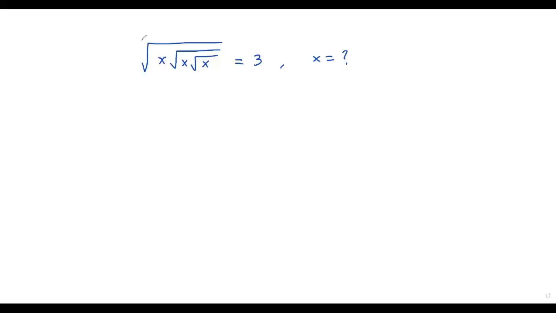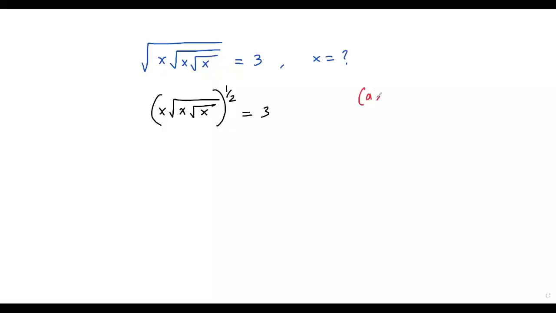Here we have the first square root over this complete expression. If I want to write a square root as an exponent, I can write it as 1 over 2. So I can write the first square root as an exponent, that is 1 over 2 for the expression we have over here. So x times square root of x times square root of x, whole to the power of 1 half, equals 3.